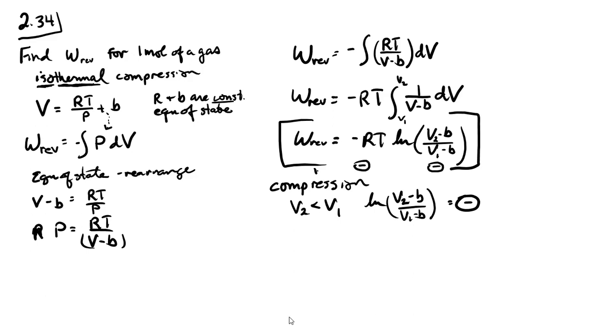And so work reversible has to be positive, right? And this is a compression. Compression is where we are doing work on the system, and that checks. So that's a way that you can check this particular kind of problem.